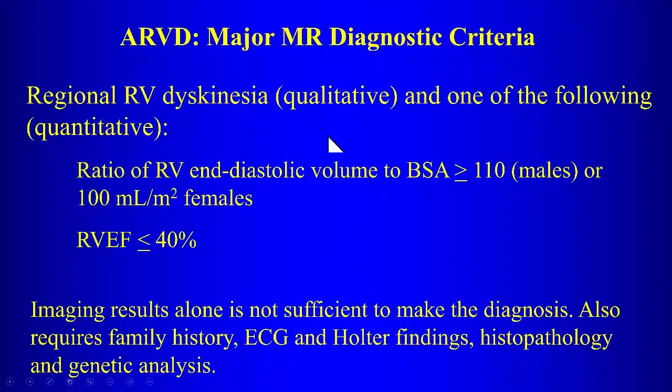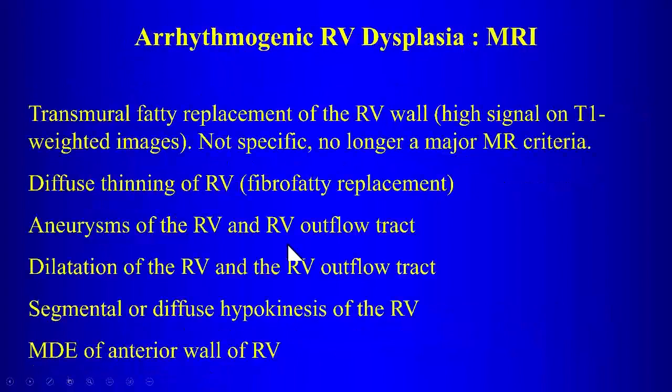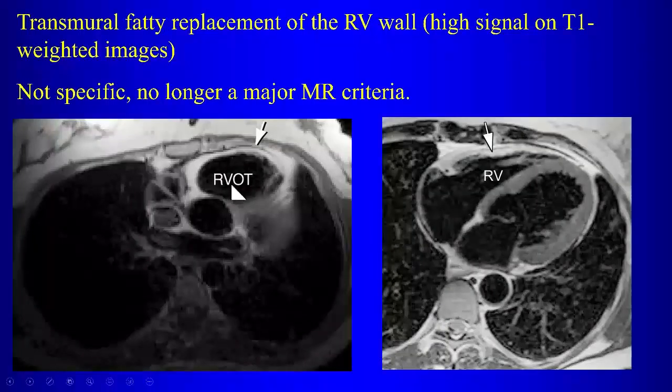But as far as the supportive MR criteria for making the diagnosis, here they are presented to you here. So you might have fat within the right ventricular wall, but that is not a specific finding, and that is not a major MR criteria. Thinning of the right ventricle, aneurysms, dyskinesia, especially along the outflow tract, increased size of the right ventricle, and as we've said, wall motion abnormalities, and even abnormal enhancement in the anterior wall of the right ventricle. Again, this is not a major criteria for making the diagnosis.